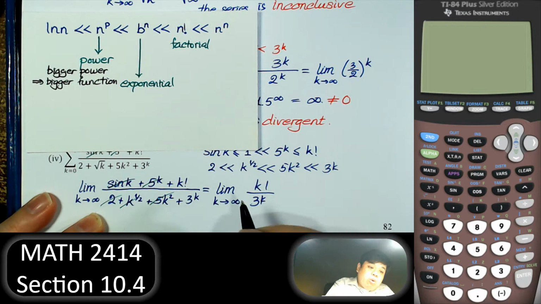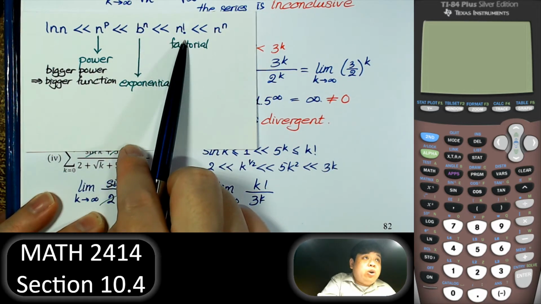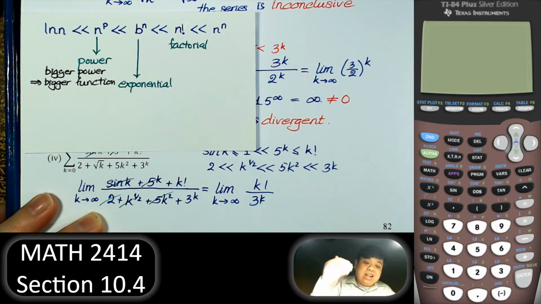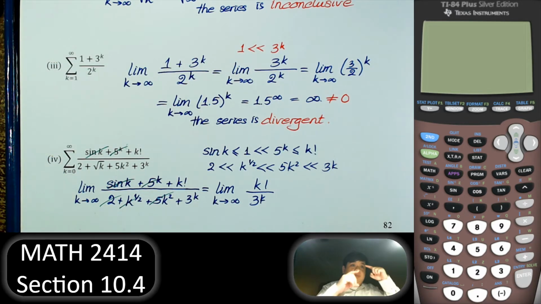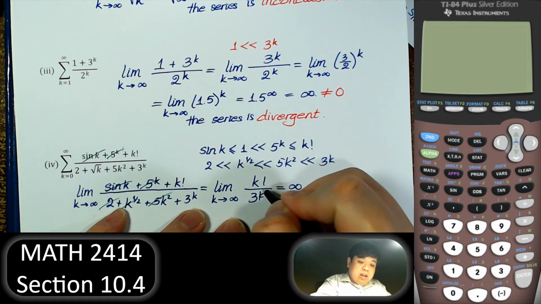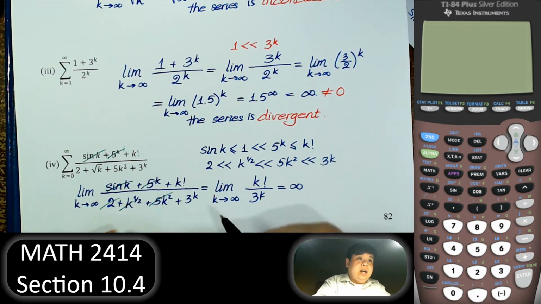Now even in this ranking, the factorial is higher ranking than the exponential. So it goes faster to infinity. Now if we have a ratio, the top goes a lot faster to infinity than the bottom, meaning the top is a lot bigger than the bottom. So this ratio will go to infinity because the top is significantly bigger than the bottom. Infinity divided by finite is infinity.